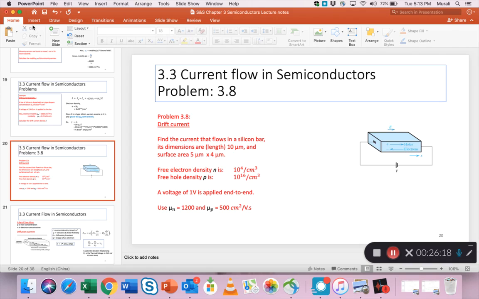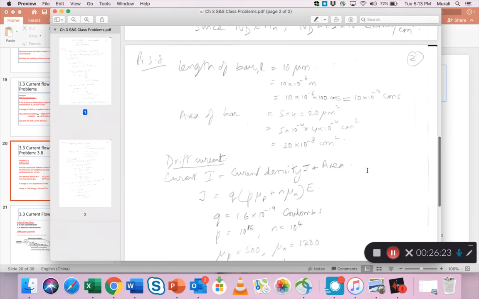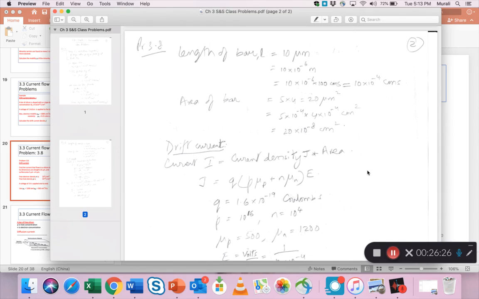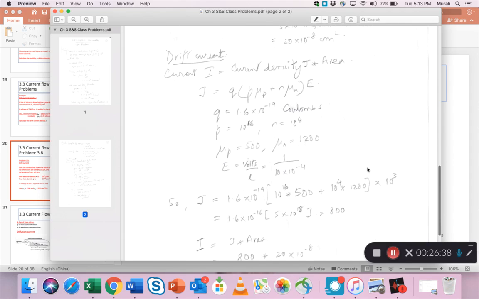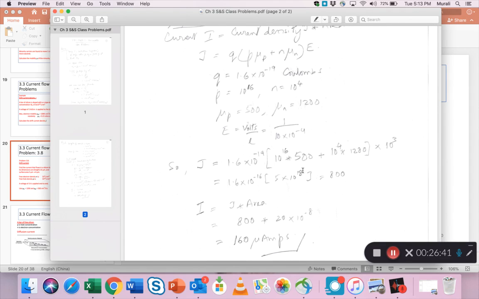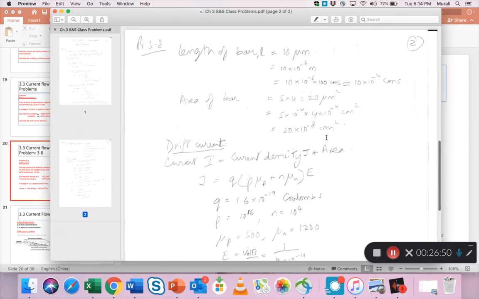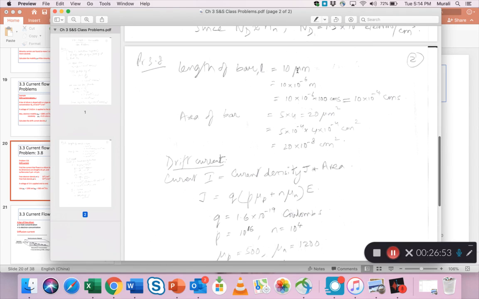All right. So I'm going to minimize this and open my problems PDF and go to page 2. Just to make sure, yeah, I think there's a much higher density of holes than electrons. Length of bar is given as 10 micrometers, and I immediately convert that to centimeters.